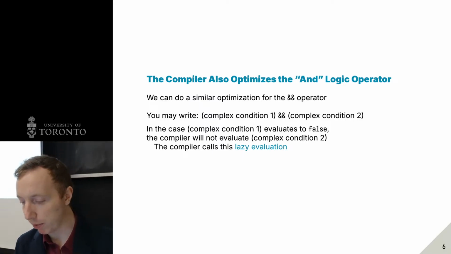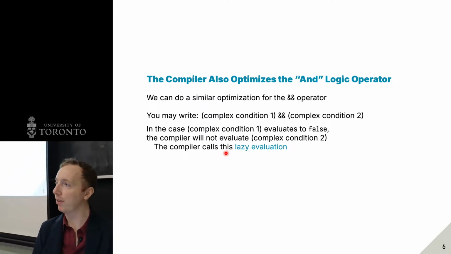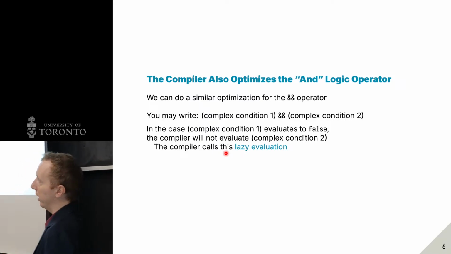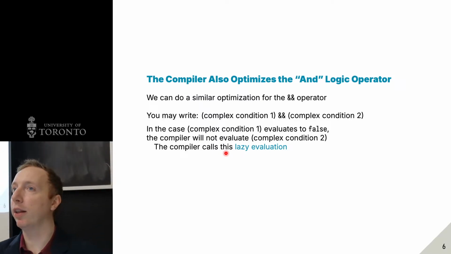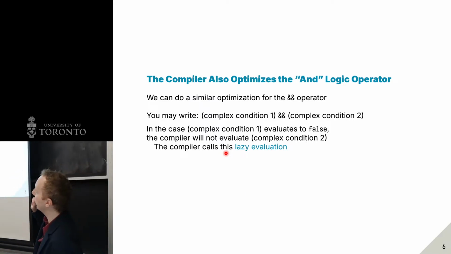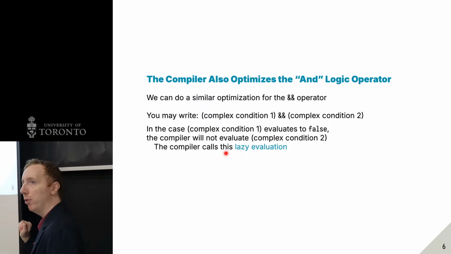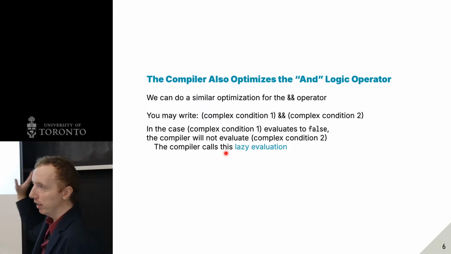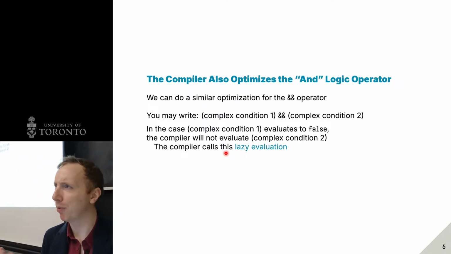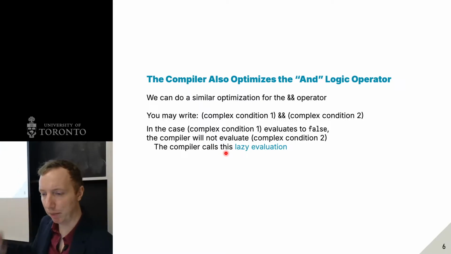So another way to call this is lazy evaluation. So the compiler is very lazy. C is very lazy. So if it doesn't need to calculate something, it will not bother. But again, this is a compiler optimization. You don't really have to know about it. It won't be tested. It's just a good thing to know. And if you write very complicated code, you might get hit by this a little bit.